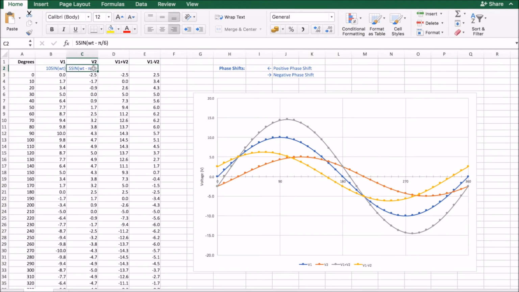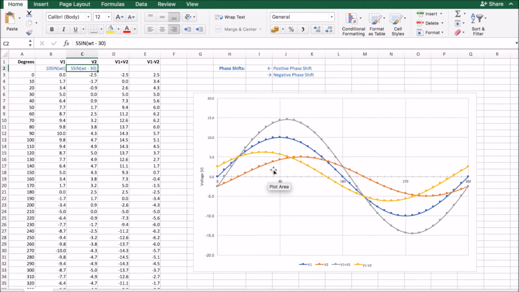We started out by working in radians, but we said that we could convert radians to degrees. We said that pi over 6 radians is the same as 30 degrees. So let's work in degrees here, and we'll change that to minus 30. This is the same thing really, but it's easier to work in degrees than it is in radians here.